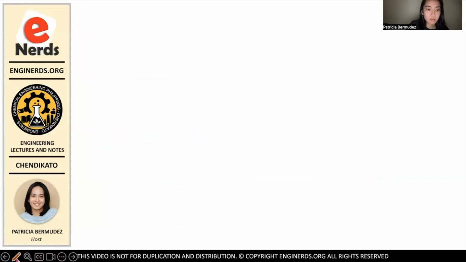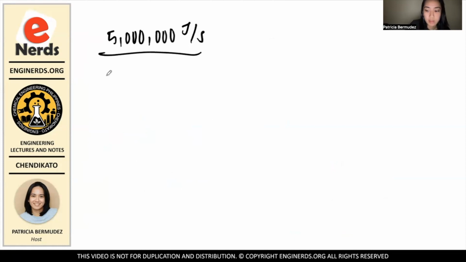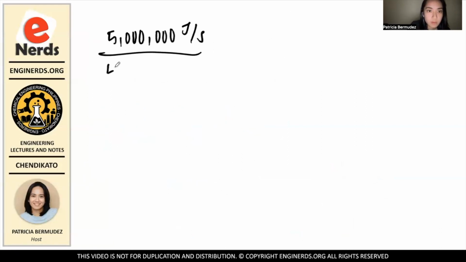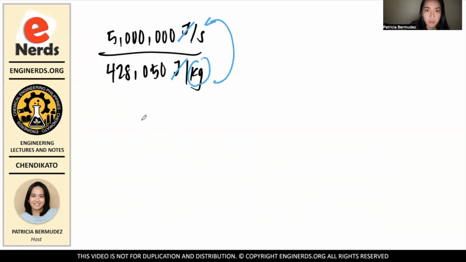We have 5 million joules per second. If we divide that by the value on the right-hand side of the equation, we have 428,050 joules per kilogram. And here the joules cancel. And like I said earlier, the kilogram will put us in the numerator. So it will be kilogram per second. And that is our mass flow rate.